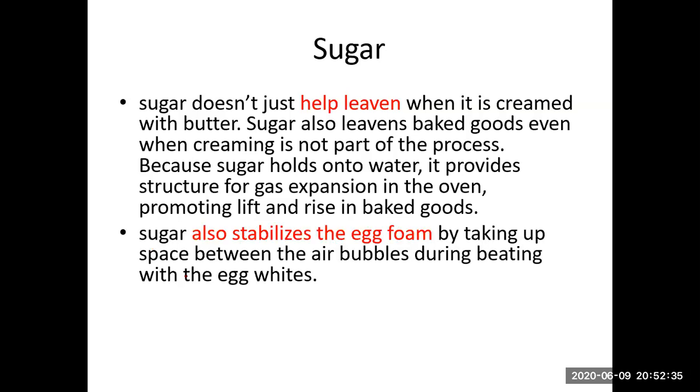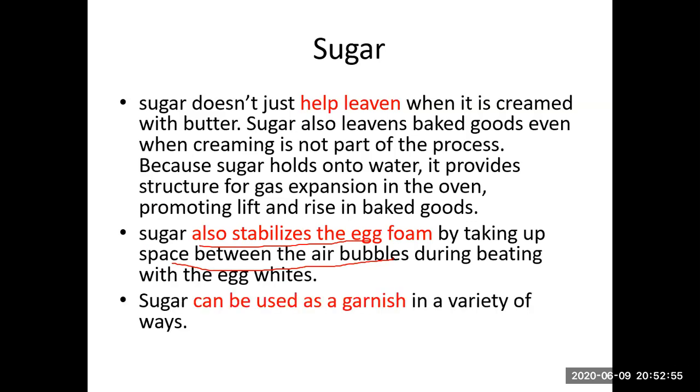Another important function is that sugar also stabilizes the egg foam. But how does it happen? Actually, it takes space between the air bubbles. So the foam is prepared like a foamy, strong, thick material as the sugar is incorporated within the air bubbles. Then our last function is that sugar can also be used as a garnish. We can garnish by using different varieties of sugar. That is our functions of sugar.